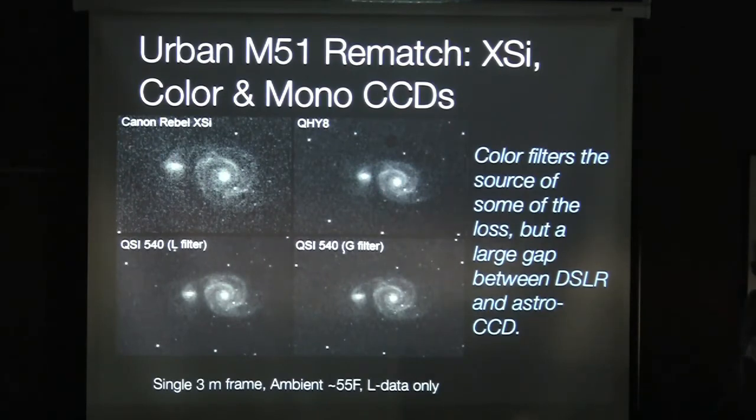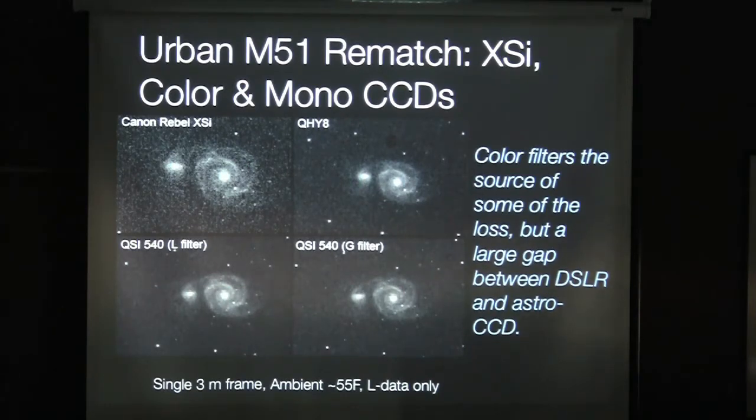Urban M51 Redux here went out and took shots using a Canon Rebel XSI, QHY8, QSI 540. Just take a look at these here first. And we see again, these are both one-shot color cameras. Some of the Canons do a little bit better than the XSI here, most certainly. This is already, though, a pretty decent difference between them.